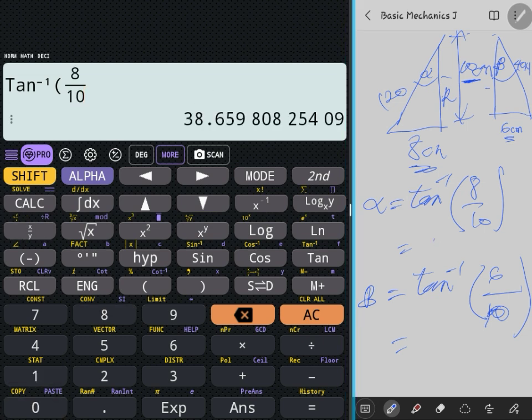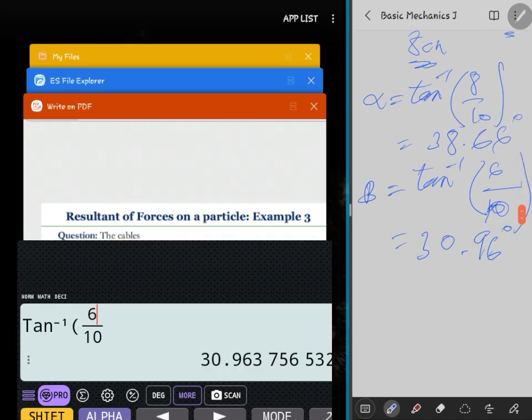What do I get? 38. And for questions of this sort, it's best if you set your calculator to 2 dp at the very least. We don't know what could happen in the answers that are available. Degrees, right? And the beta, that would be 30.96 degrees. Okay, now we have these two.